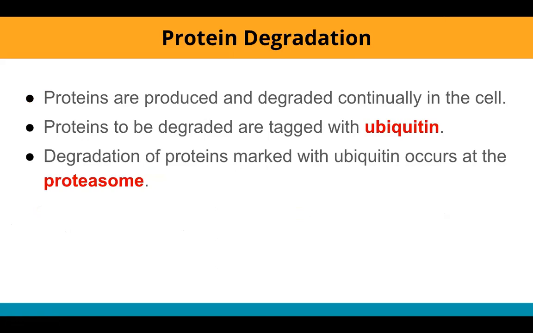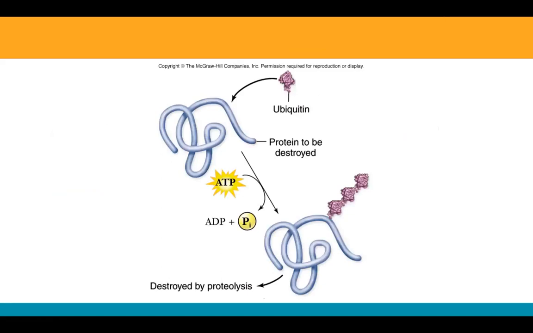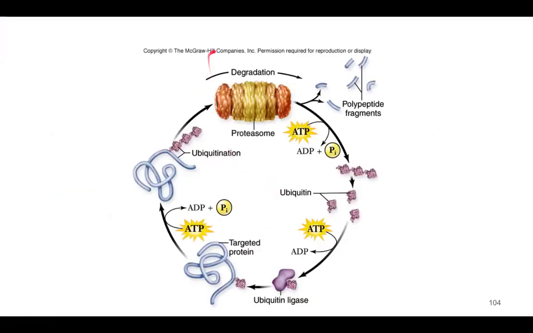Now, we also have protein degradation. Once translation has already occurred, proteins can be degraded continually inside the cell. Proteins can be tagged by ubiquitin, and degradation of proteins marked by ubiquitin occurs at the proteasome. So in order for a protein to be destroyed, it needs to be tagged by ubiquitin, and once ubiquitin is bound to the protein, it is sent to the proteasome, where the ubiquitinated protein will be degraded into polypeptide fragments and thus be recycled by the human body.